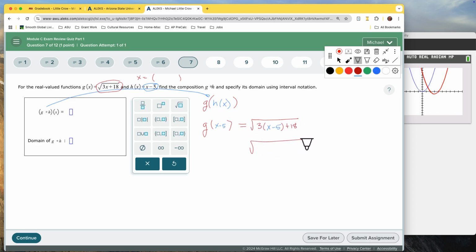We can do the square root. We can distribute this 3. That gives us 3x minus 15 plus 18. And we can do this arithmetic, and you will need to. Alex is not going to be very nice to you if you don't finish this up. It's going to be 3x negative 15 plus 18. That's going to give us a positive 3. And that's good. That's how it should be. So that's going to be our answer for the function.